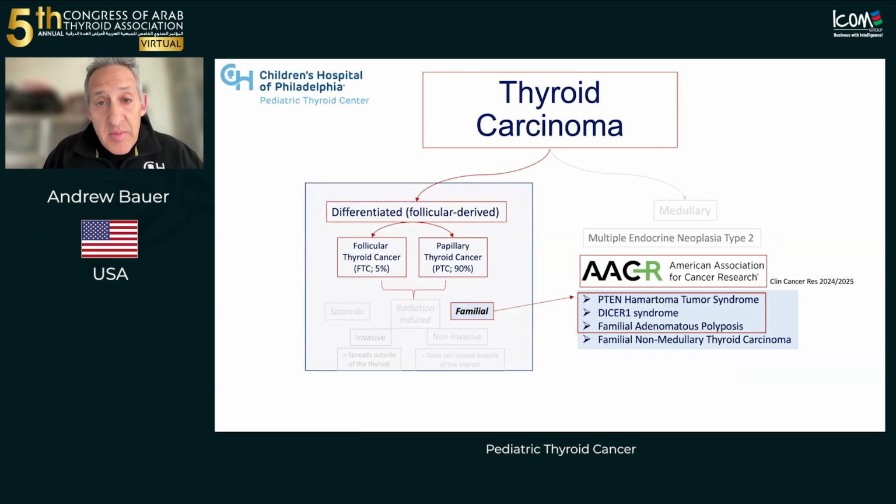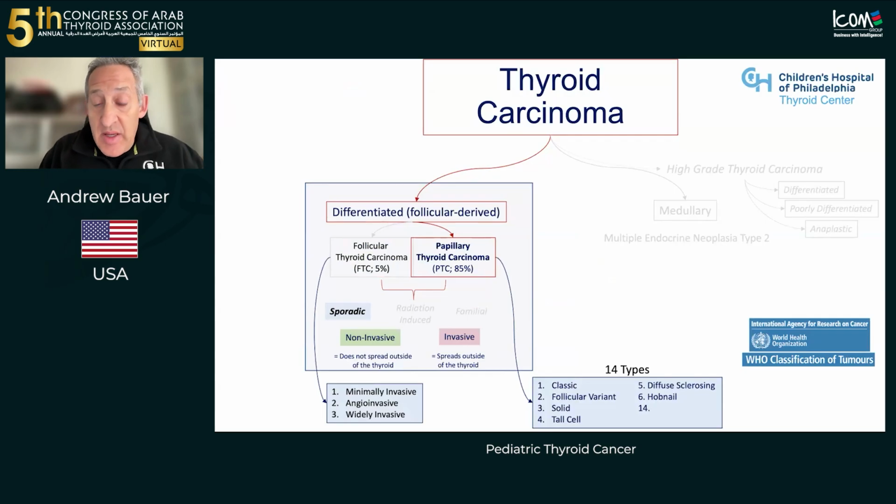For familial, there have been some recent updates to guidelines. So the American Association for Cancer Research and one or two other articles in Clinical Cancer Research have published updated guidelines on PTEN hamartoma tumor syndrome, DICER1 syndrome, and familial adenomatous polyposis, which is the APC form of papillary thyroid carcinoma, cribriform morular variant. Familial non-medullary thyroid carcinoma has not had a recent update and still is a form of inheritable thyroid carcinoma for which we do not have a reliable germline alteration that's been identified.